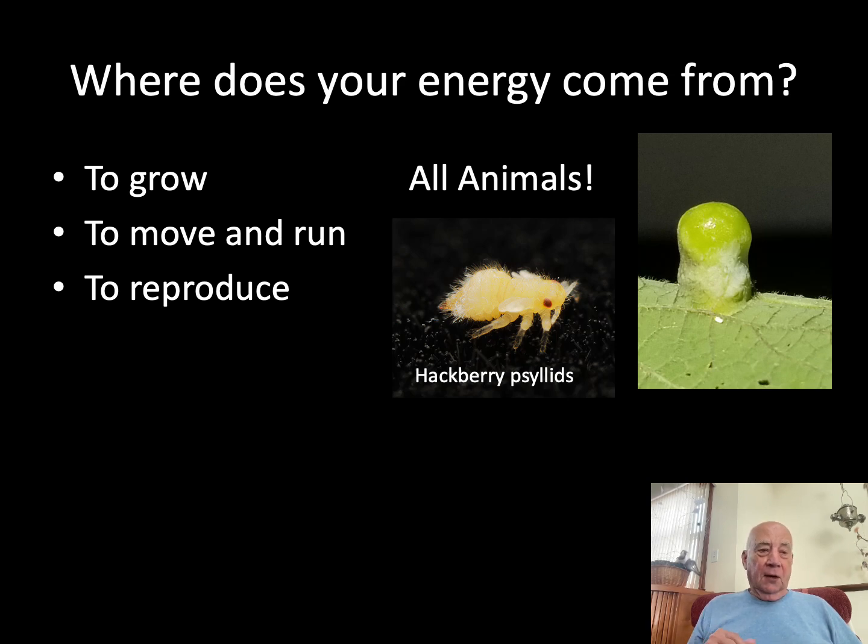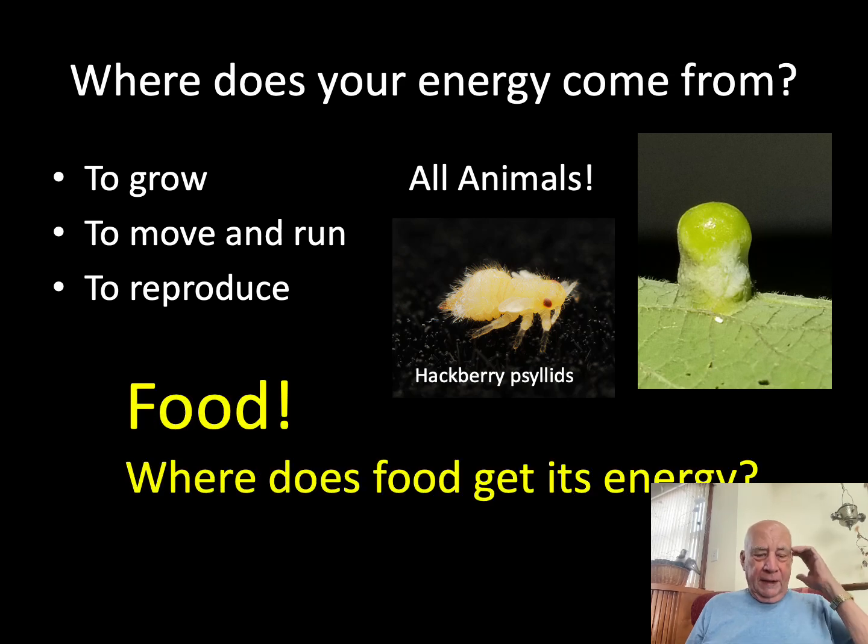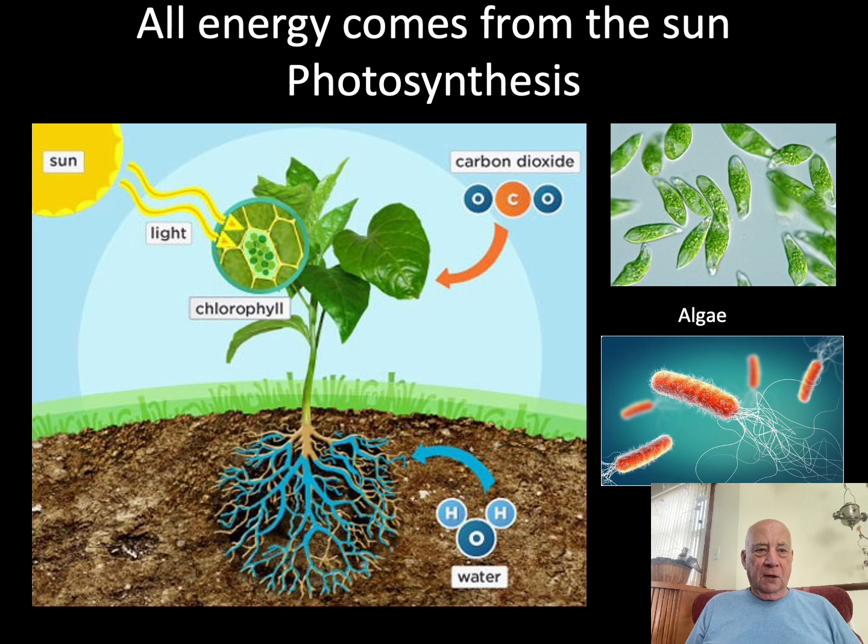So all of that energy, where does that energy come from? Well, it comes from food. And where does food get its energy? Well, it gets its energy through photosynthesis. So the sunlight comes in, it hits the plant. The plant uses chlorophyll, and it metabolizes it to grow.